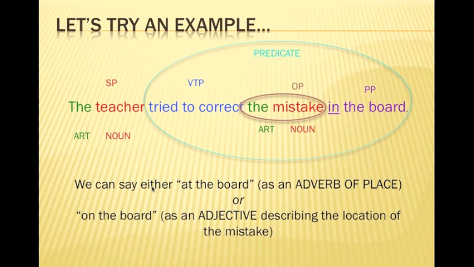You see, if we use it as an adverb of place, we would have to say that the teacher corrected the mistake at the board. In other words, you're modifying where the teacher corrected, or where the teacher was located. But if you say on the board, which is what we say in English, is that you write on a chalkboard, then if you're using it as an adjective, still the word in would be wrong.